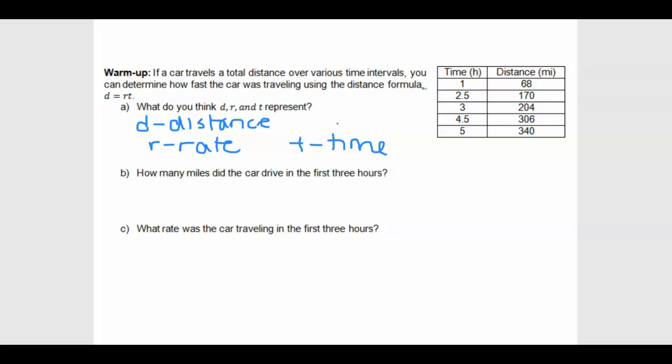Question B, how many miles did the car drive in the first 3 hours? So what you would do is go over to your table, look at 3 hours, and determine that he went 204 miles.